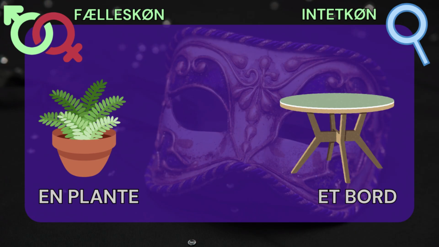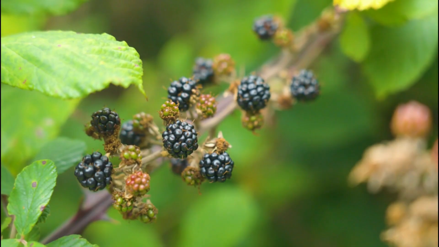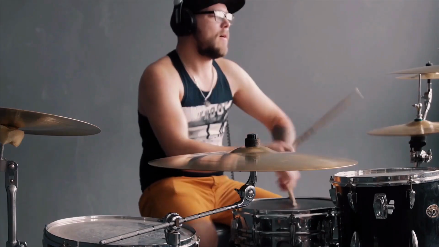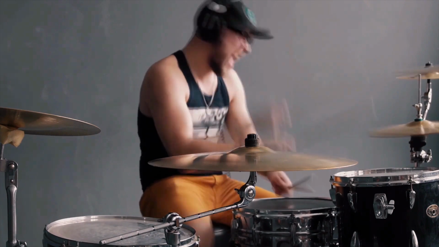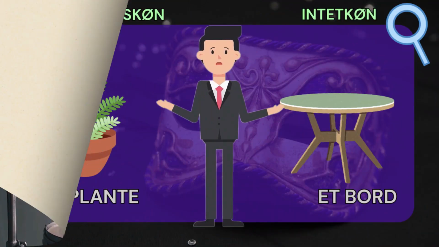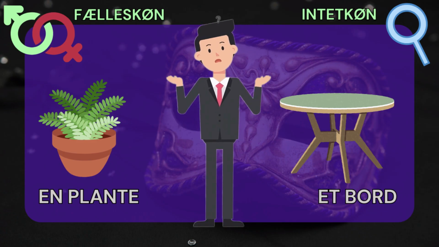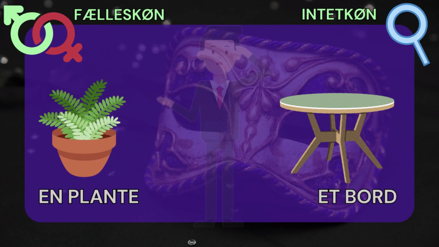Although there's no way to distinguish between what is en and what is et, you pick them up as you go along, and there are some patterns you can discover. For example, all berries are et words. Anything with the word sæt, such as trommesæt or jakkesæt, which is a drum kit or a suit, is also et.